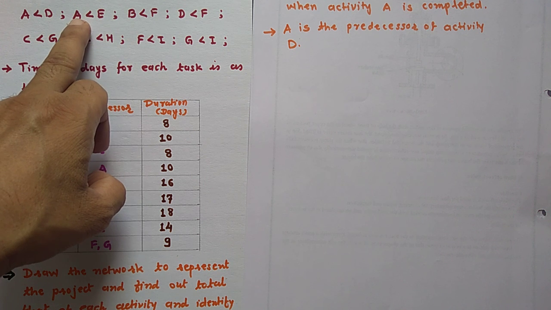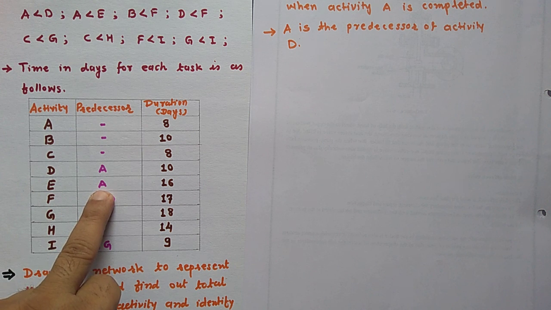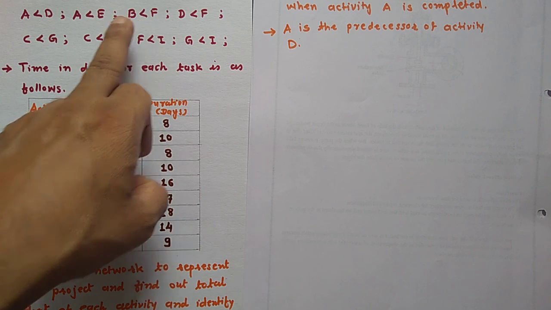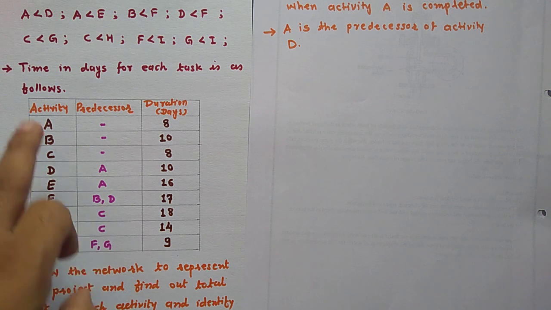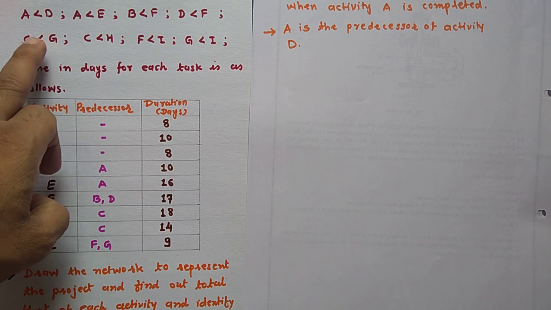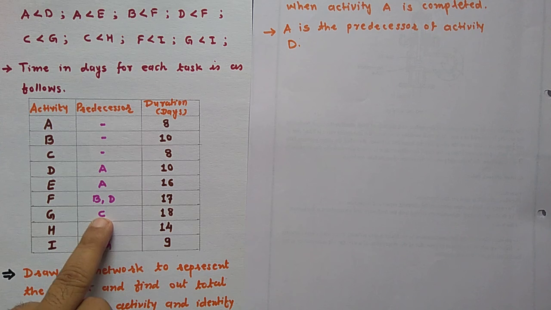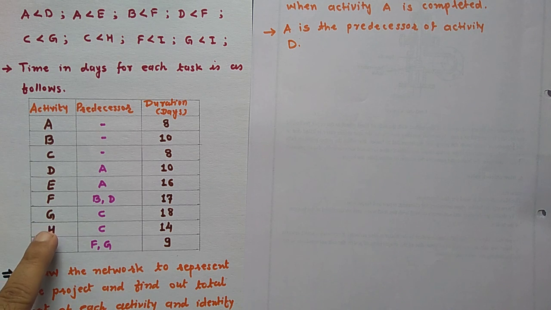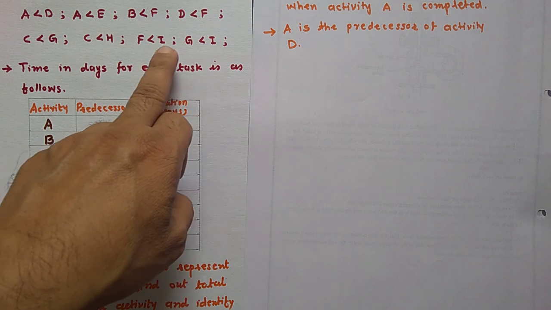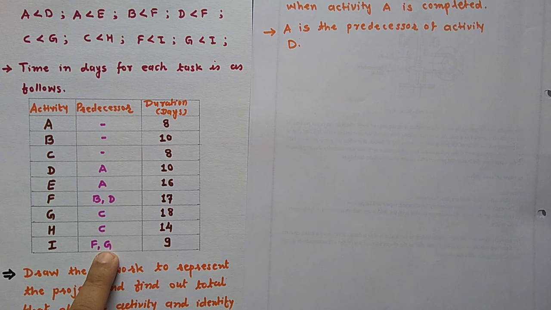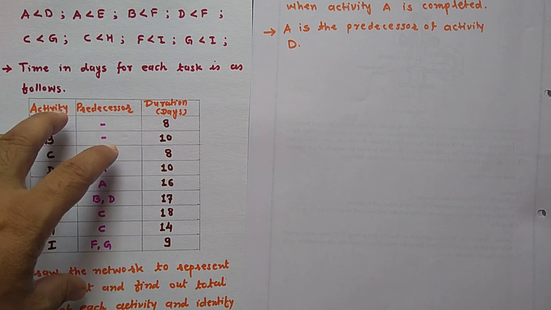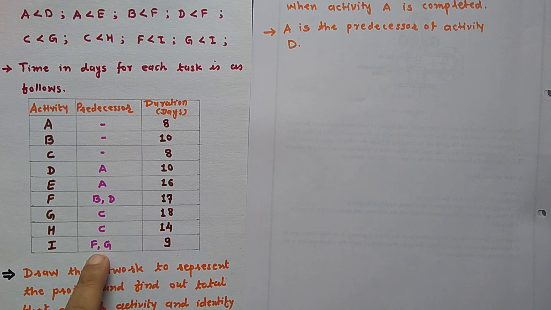Then activity E, A is the predecessor. Activity F, B is the predecessor, and again D, so B and D are the predecessors of F. Activity G, predecessor C. Activity H, predecessor C. Then I: F and G both are the predecessors of I, so write down F and G. In this manner you have to convert this type of notation into the predecessor.